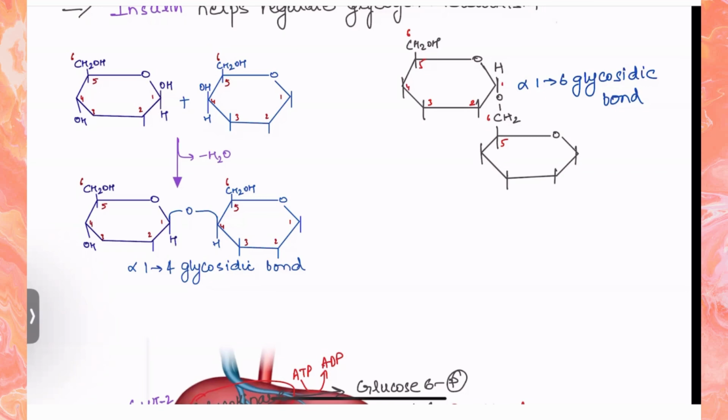Now there is one more bond which is formed between two glucose molecules, that is called the alpha-1,6 glycosidic bond. These bonds help in the branching of the glycogen molecule. So carbon number 1 of one glucose combines with carbon number 6 of another glucose to form the alpha-1,6 glycosidic bond.